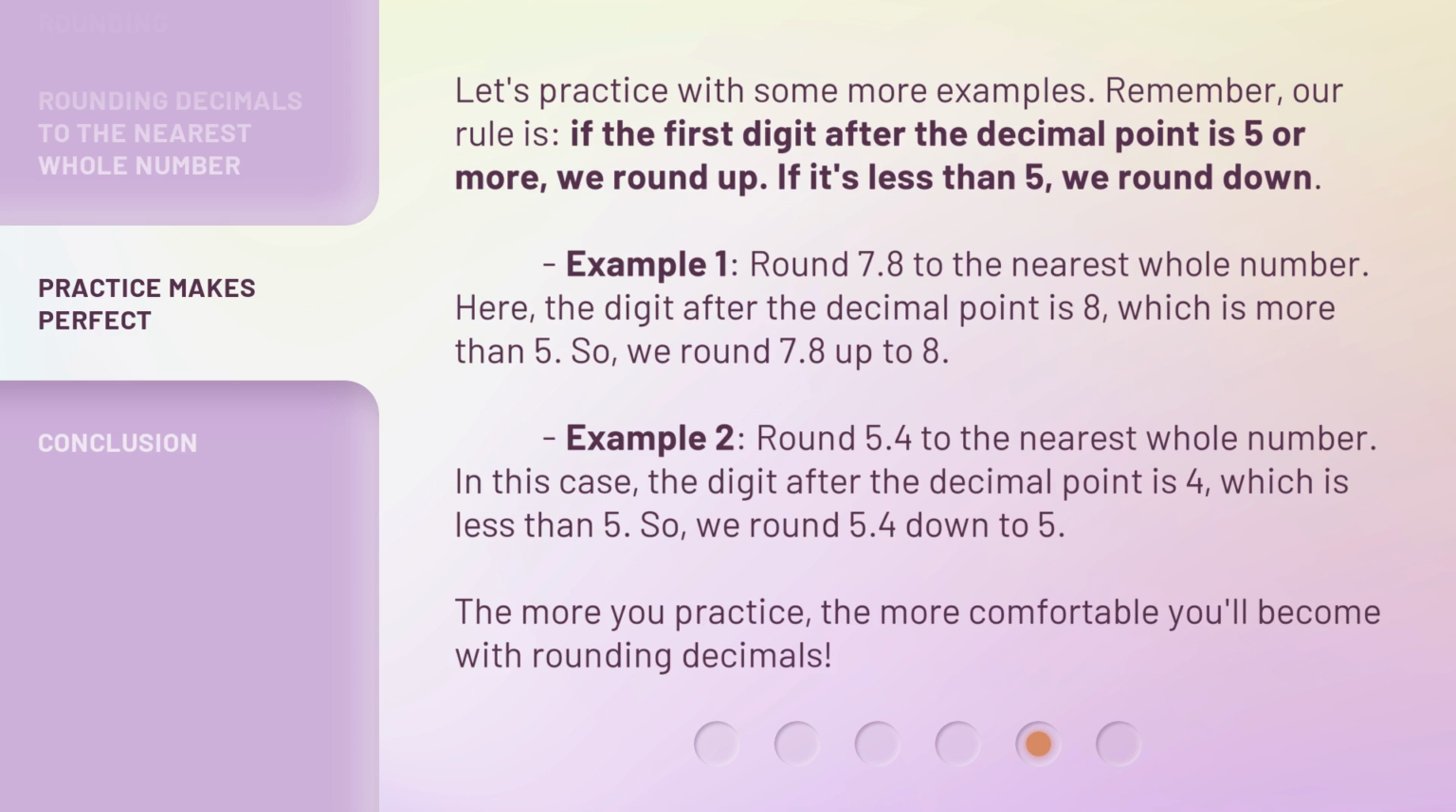Example 2. Round 5.4 to the nearest whole number. In this case, the digit after the decimal point is 4, which is less than 5. So, we round 5.4 down to 5. The more you practice, the more comfortable you'll become with rounding decimals.